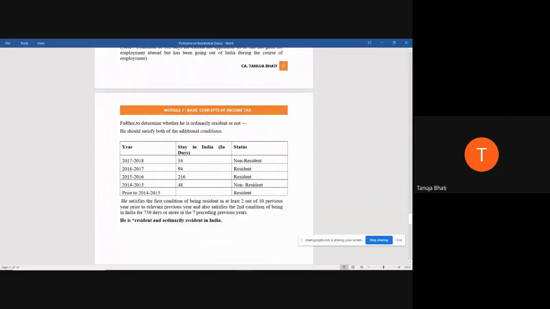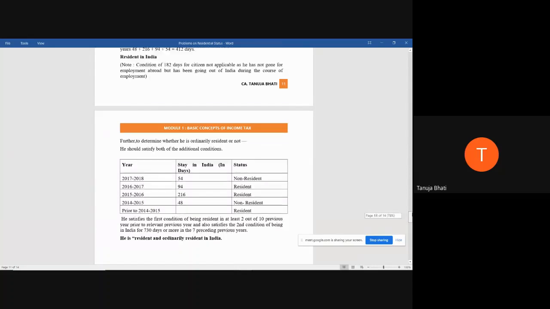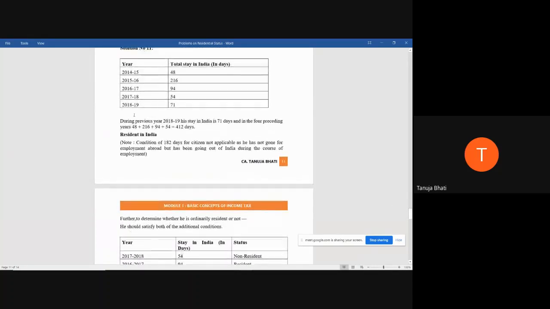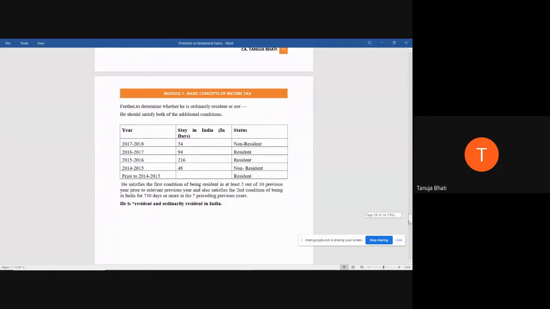Now, once he's tagged as a resident, then we need to check whether he is a resident and ordinary resident or resident and not ordinarily resident. For that, he should satisfy the two additional conditions. Now, what are the two additional conditions? First of all, he should be a resident in any 2 years out of 10 years immediately preceding the relevant previous year. Correct? So let us see, the relevant previous year we have already seen is 1819. So forget 1819. Preceding that 10 years we have to see.